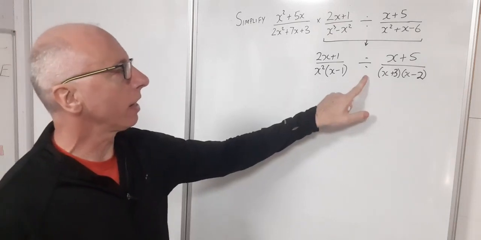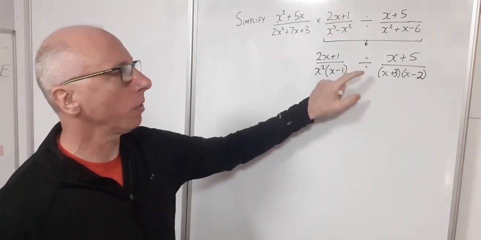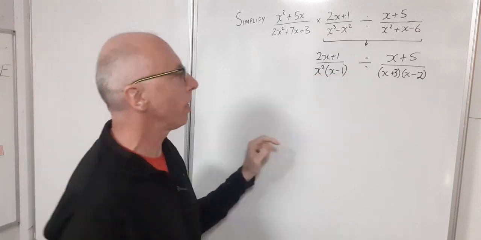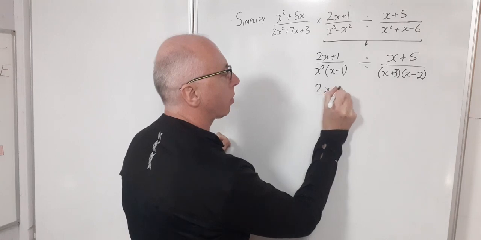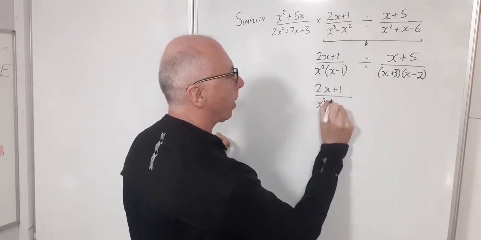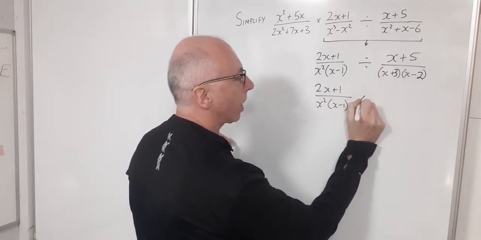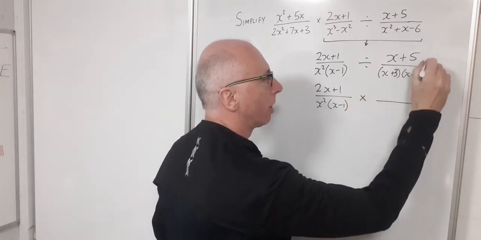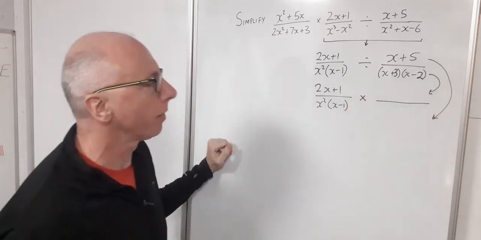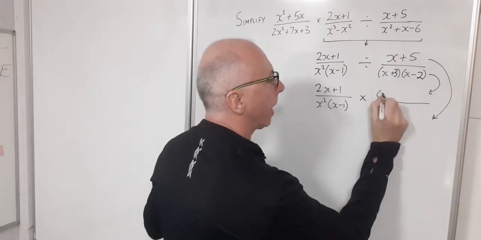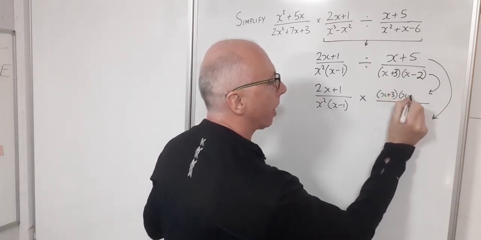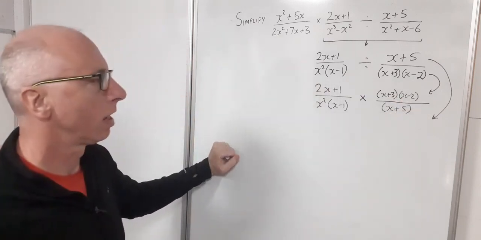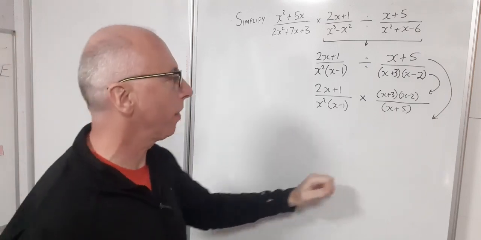Now to divide these, that's going to be a bit ugly, so what I'm going to do is I'm going to use a keep flip change technique. So I'm going to change this sign and flip this one round. So now I'll have 2x plus 1 over x squared x minus 1, change the divide to a multiply, and then this one will go here and this one will go here in the denominator. So now let's write x plus 3 x minus 2 and then x plus 5 in the denominator. Okay, so now I'm just free to just multiply everything along.